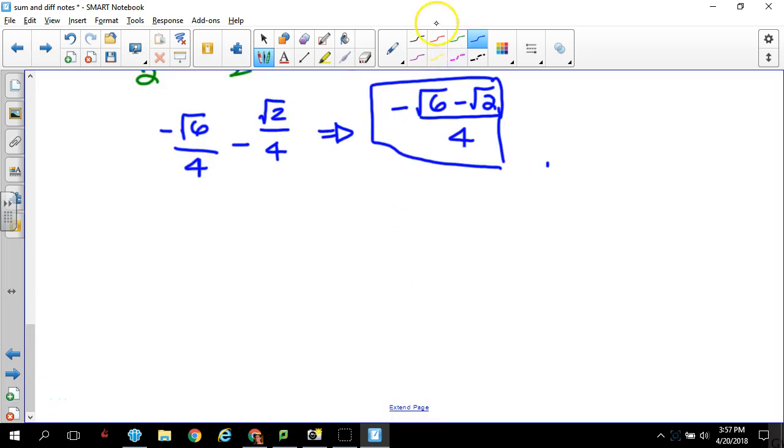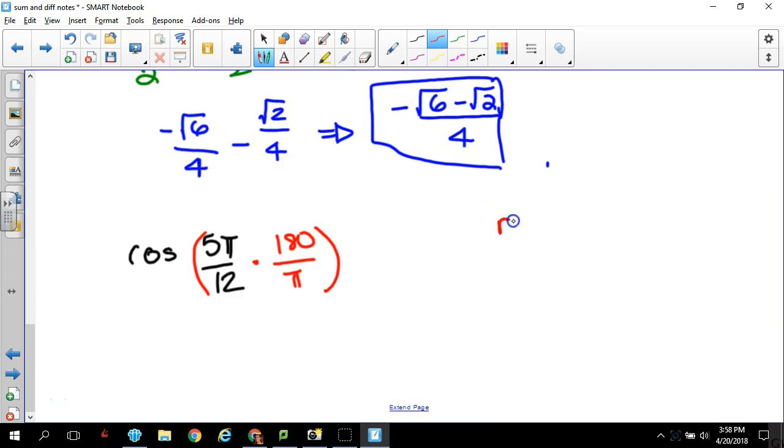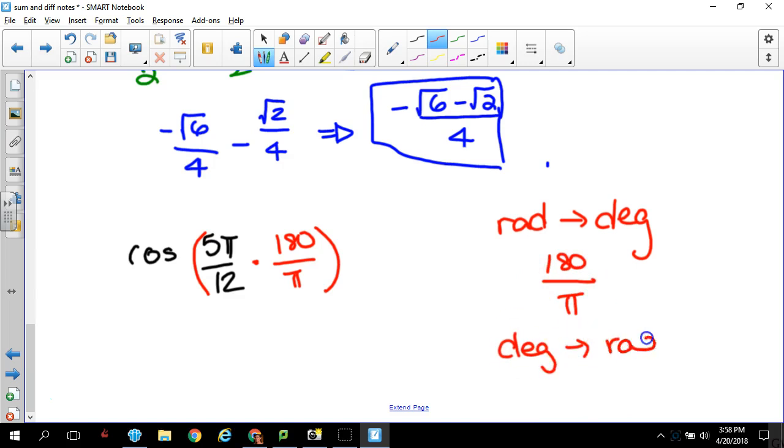All right, now what if I gave you something like cosine 5 pi over 12? Well, the easiest way, not the only way, but the easiest way, is to go ahead and convert that into degrees. Now we remember, to convert from radians to degrees we have to multiply by 180 over pi. If we were going from degrees to radians, we would multiply by pi over 180.